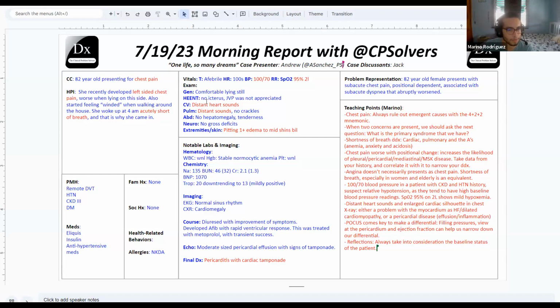Later we were talking about some reflections, and I really love what everyone said in here. The reflection that I took home is that we always need to take into consideration what the baseline status of the patient is and correlate it with the disease, and also take into consideration what this patient has to avoid a premature closure, as Yusuf said in the management reasoning session in VMR last week. So that's what I have for you guys, and thank you.